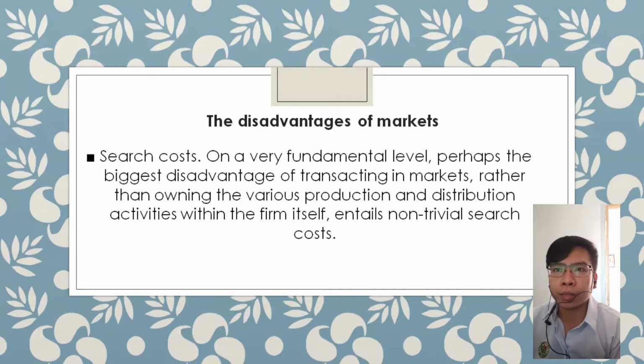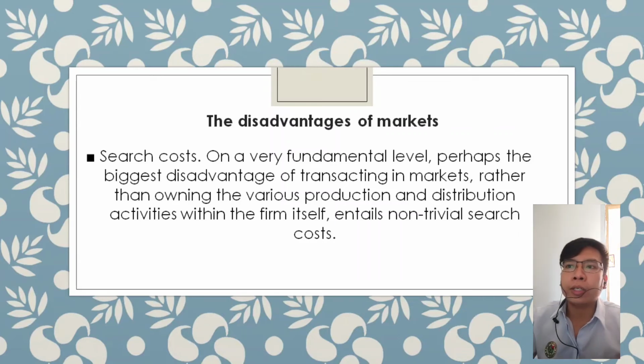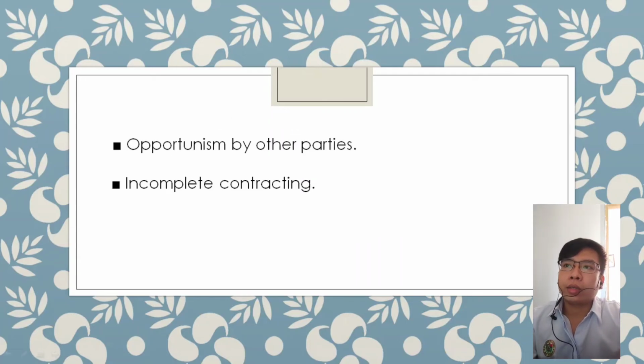Even more difficult can be the search to find suppliers when the specific products and services needed are not offered at all by firms currently in the market. In this case, production of supplies would require transaction-specific investment, an advantage of firms. Second is opportunism by other parties. Opportunism is behavior characterized by self-interest seeking with guile, which we will discuss in more detail later.